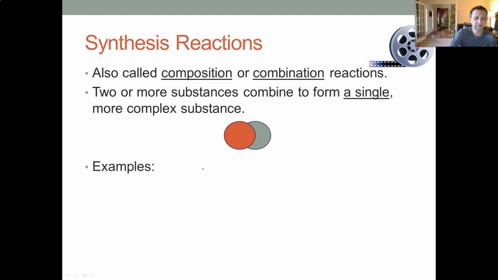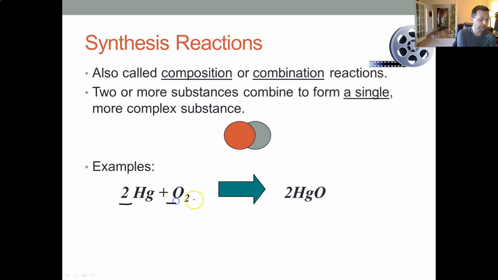So some examples that we have are mercury plus oxygen. We have 2 elements here combined to make mercury oxide, HgO. Now some of these are balanced already, so this one is. We have 2 mercury atoms on the left, 1 oxygen molecule on the left, and 2 mercury oxide compounds there. 2 of those on the product side.